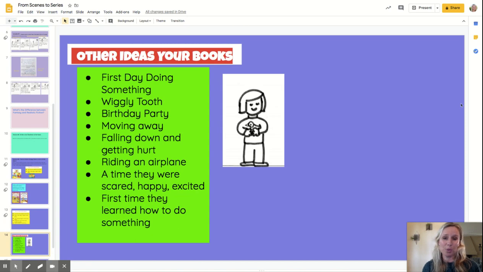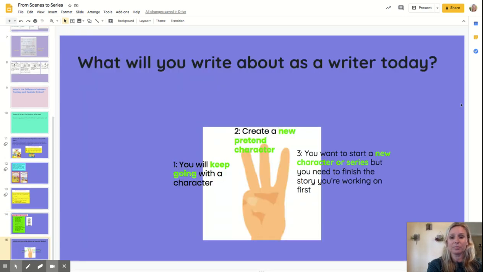Other ideas for your books could be the first day doing something. Maybe it's the first day of school, a wiggly tooth, a birthday party, moving away. Maybe your character has to move away and has some really strong feelings about it. Falling down and getting hurt. We can all connect to that. Riding an airplane. A time they were scared, happy, excited, a really big feeling. Or the first time they learned how to do something. Maybe ride a bike.